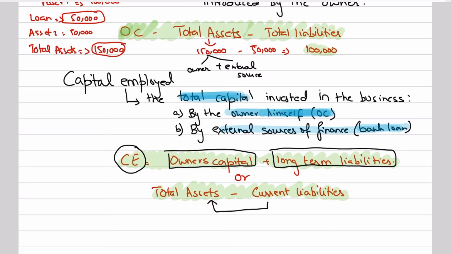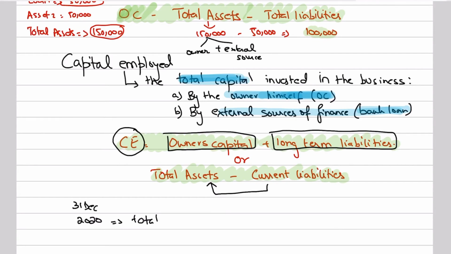The reason is simple, because the business is going to be repaying the current liabilities relatively quickly from the cash and all the other current assets, because these current liabilities will have to be paid by the business. That is why we deduct the current liabilities from the total assets in order to arrive at the capital that has been employed by the business, or the total capital that has been invested in the business. So this was the basic difference between owner's capital and capital employed.